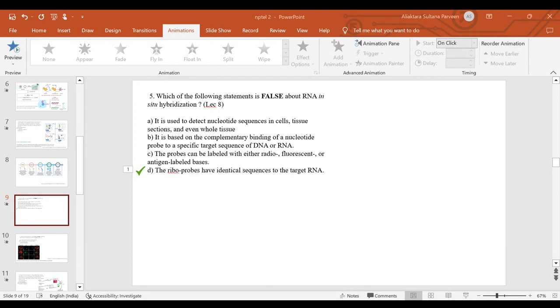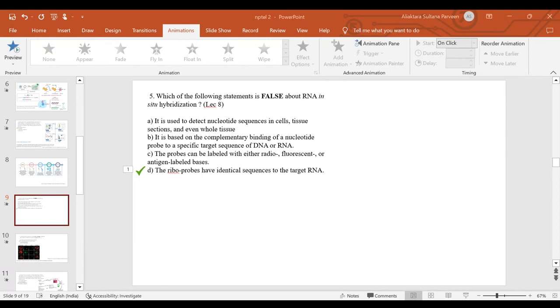The reason is very simple here, because they're saying that riboprobes have identical sequences to the target RNA, but it cannot have an identical sequence to the target RNA. It should be complementary. Otherwise, it will not be able to bind that RNA. So that's why D is the answer. Sometimes it can be used for DNA, RNA, DNA in situ also, or DNA, DNA. I'm not very sure about it, but based on my knowledge, it cannot have identical sequences. So this should be the answer.